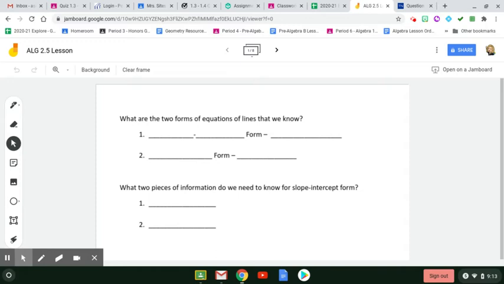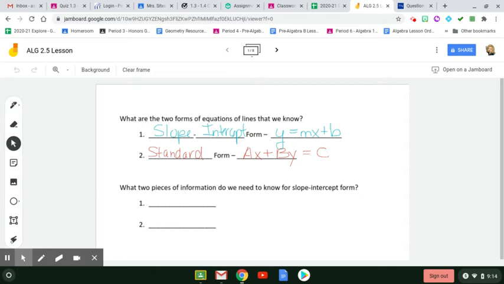All right, so what are two forms of equations of lines that we already know? We already know slope-intercept form. And remember, slope-intercept form is y equals mx plus b. Another form that we already know is standard form. And remember what standard form is. It's when x and y are on the same side of the equation. So the fancy way of writing that is ax plus by equals c. Or just remember a, b, and c are placeholders for numbers.